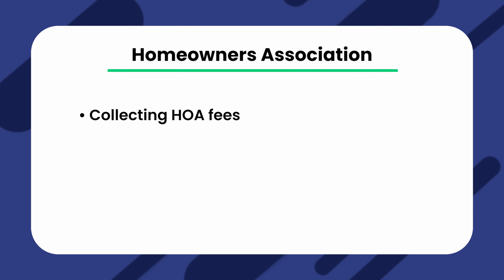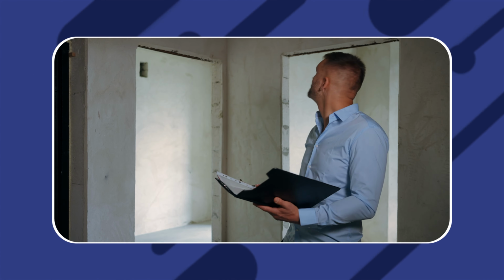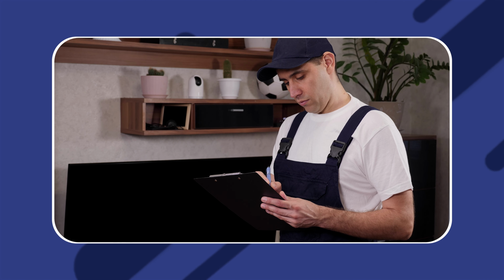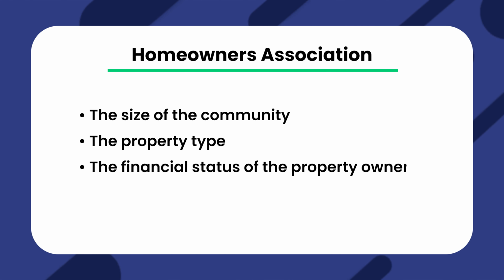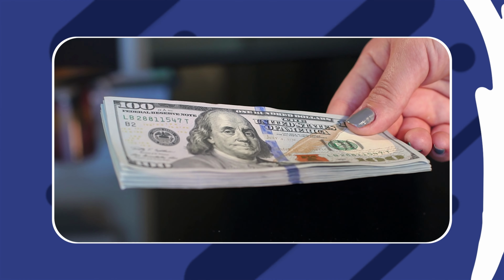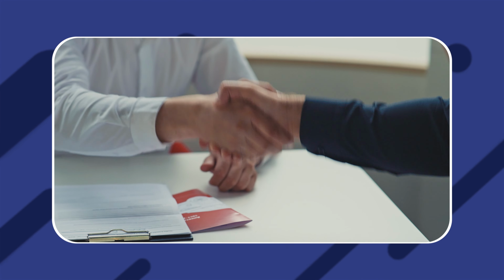Some of the most common tasks done by HOA include collecting HOA fees and conducting inspections on every property. These inspections are meant to ensure that the community is kept in good shape year-round. Although there are similarities among different homeowners associations, there always tend to be some differences. These differences could depend on the size of the community, the property type, and the financial status of the property owners. Typically, when the owners pay heftier HOA fees, they're offered a wider variety of services than those who pay less. Also, similar to an actual business, an HOA can be audited.